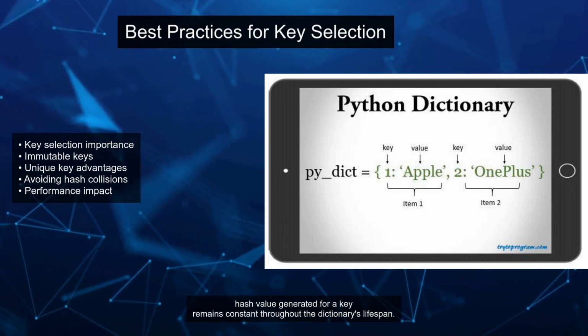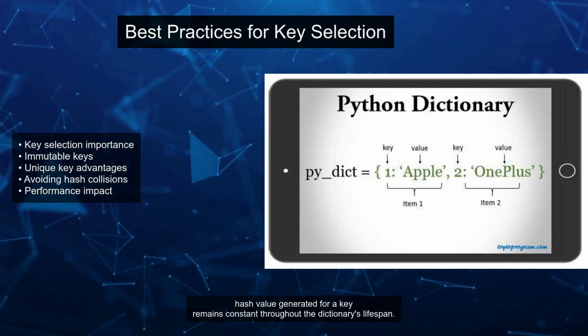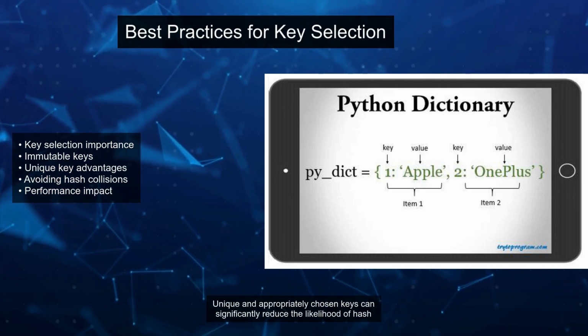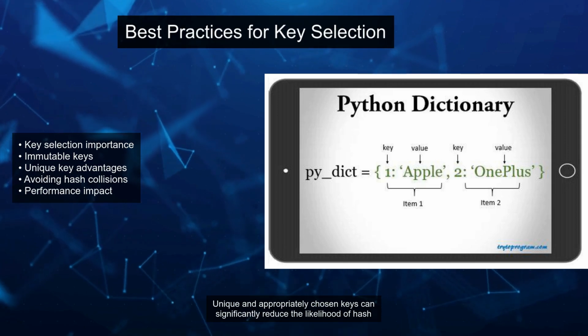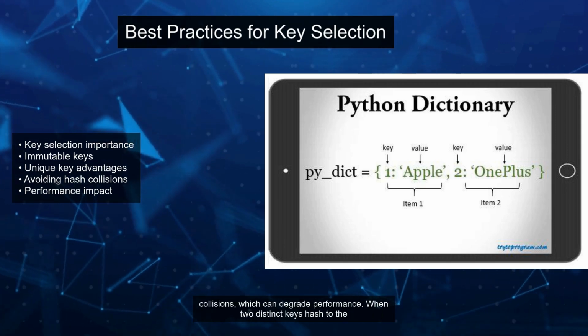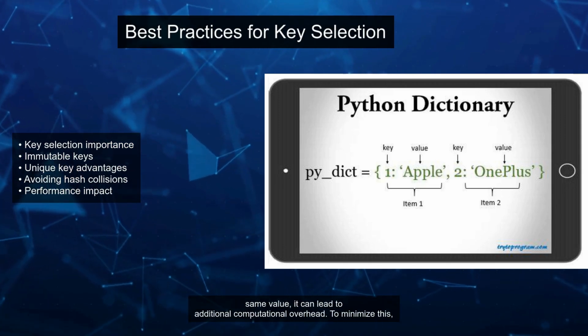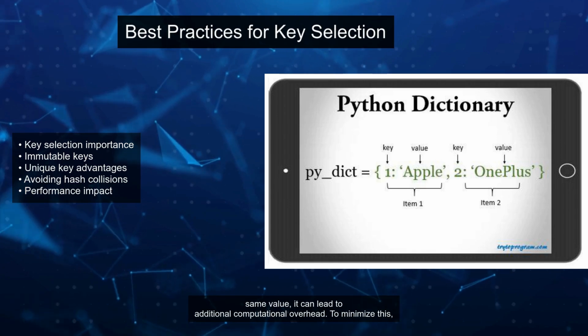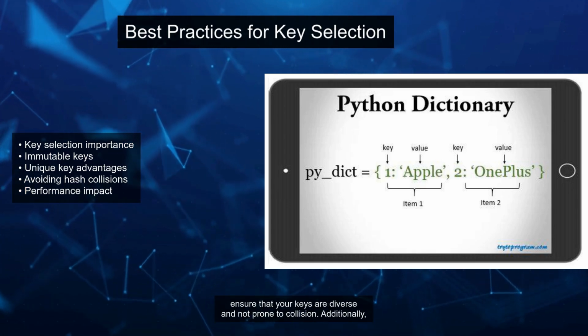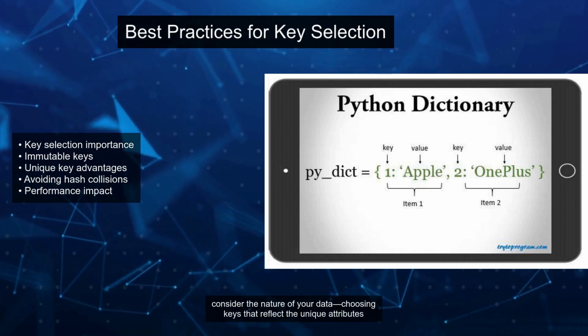This immutability ensures that the hash value generated for a key remains constant throughout the dictionary's lifespan. Unique and appropriately chosen keys can significantly reduce the likelihood of hash collisions, which can degrade performance. When two distinct keys hash to the same value, it can lead to additional computational overhead. To minimize this, ensure that your keys are diverse and not prone to collision.